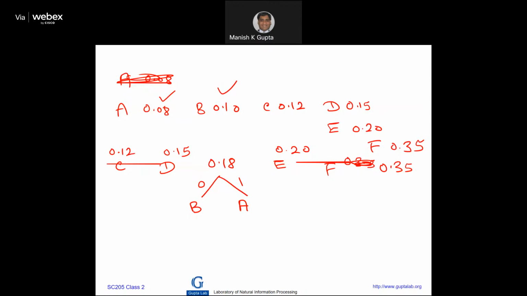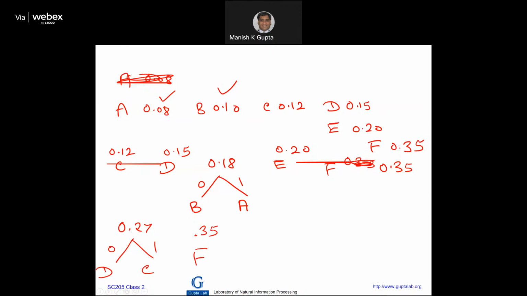Now we have 0.12, 0.15, 0.18, 0.20, and 0.35. Which ones are the lowest? C and D are the lowest. So again, I can combine them and do the same procedure. Here it will be 0.27. Then I combine D and C, assigning 0 to one and 1 to the other. And the next one is, of course, 0.35, which is F.